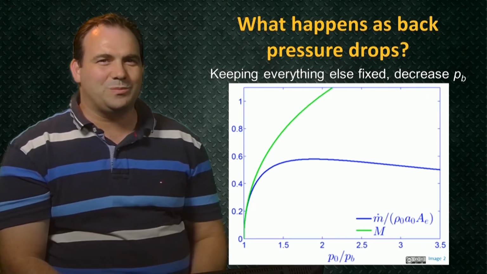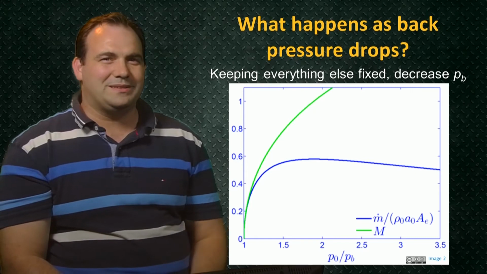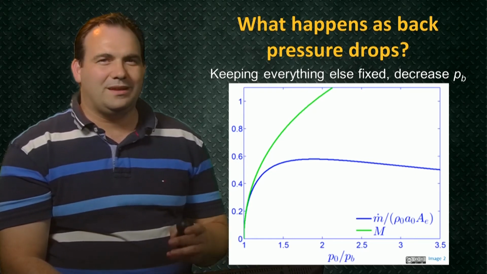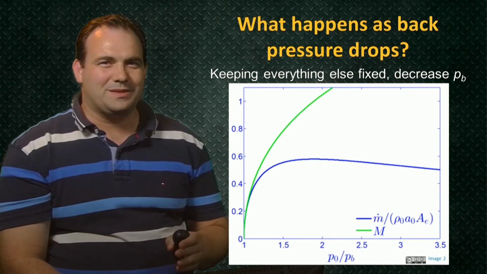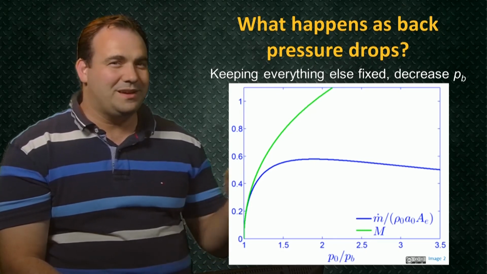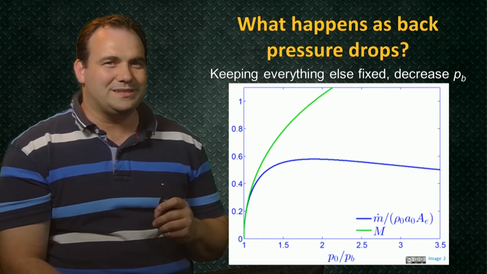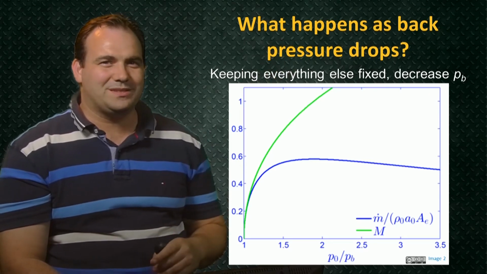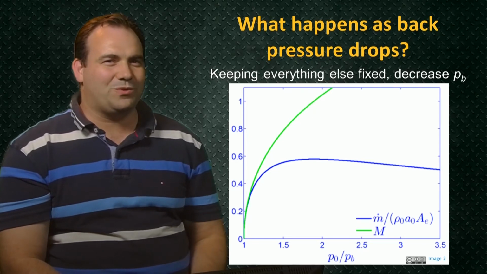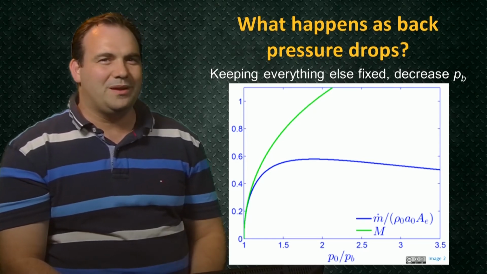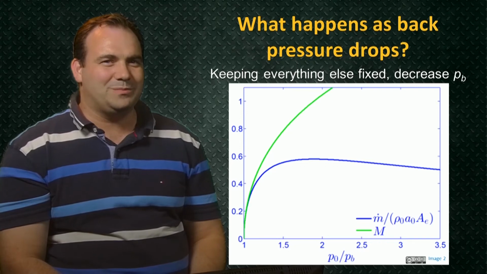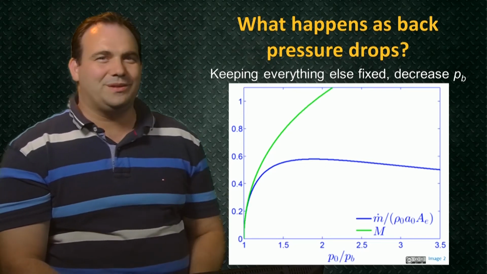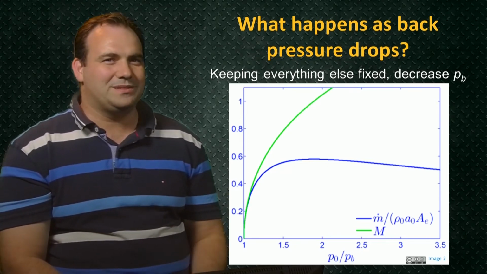When this ratio is 1, there's no pressure gradient to drive the flow from the tank, so the mass flow rate is 0. As we decrease the back pressure, so the ratio of the tank pressure to the outside pressure increases, the mass flow rate rapidly increases in response. This continues to a pressure ratio of just below 2 when the mass flow rate reaches a maximum, and then it decreases slowly at higher pressure ratios.